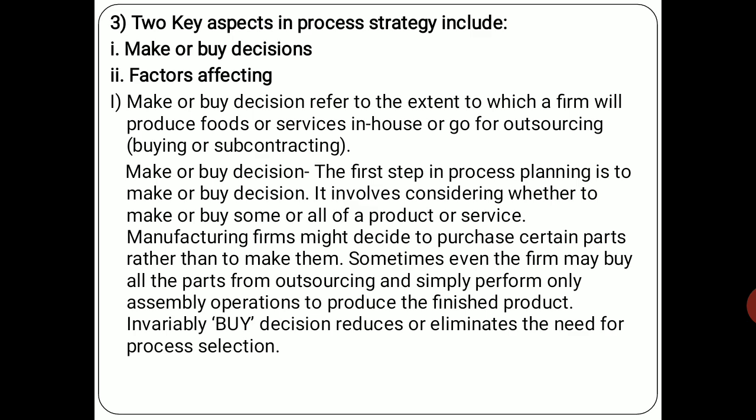It's very important, so we'll just have the overview here. Make or buy decision means the first step in the process planning is to make or buy decision. It involves considering whether to make or buy some or all of the products or services. A manufacturing firm might have to decide whether to purchase certain parts rather than make them. Sometimes the firm may even buy all the parts from outside and simply perform only the assembly operation. That is what I mentioned just a couple of minutes back. Buy decision reduces or eliminates the need of process selection naturally.